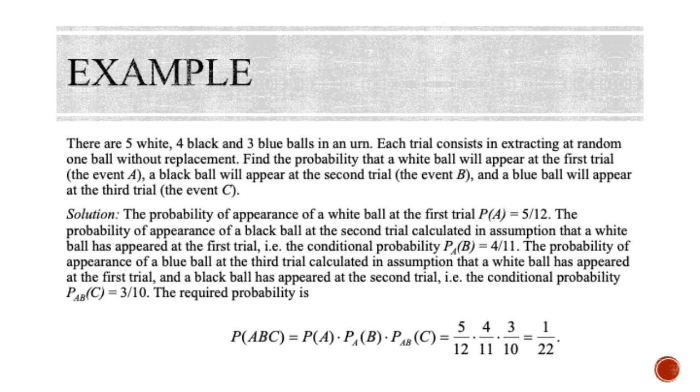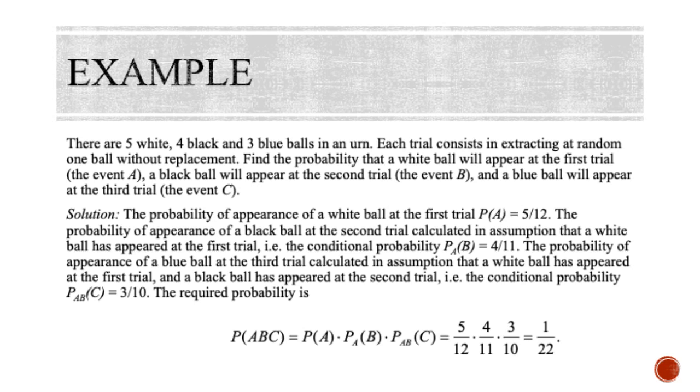First, the probability that a white ball appears at the first trial is 5 out of 12. Now, assuming that a white ball has already been drawn, there are only 11 balls left, of which 4 are black, so the conditional probability of drawing a black ball at the second trial is 4 out of 11. Finally, assuming that a white and a black ball have been drawn, there are only 10 balls left, of which 3 are blue, so the conditional probability of drawing a blue ball at the third trial is 3 out of 10.